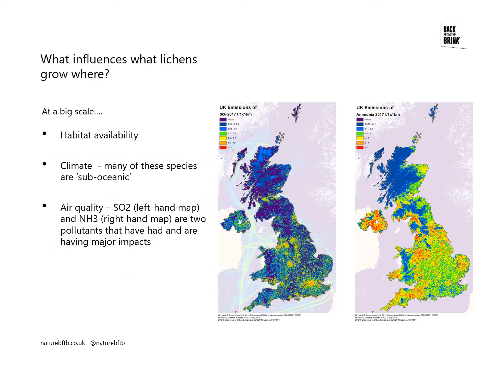So what influences what lichens grow where? At a big scale, we have things like habitat availability. You're not going to get Atlantic oak wood species in sandy heathland in the Brecks, for example. A number of species will jump habitats, but by and large, lichens are determined by the availability of different habitats.